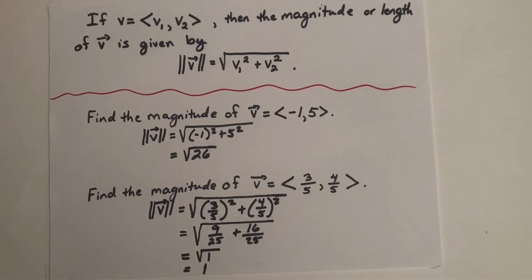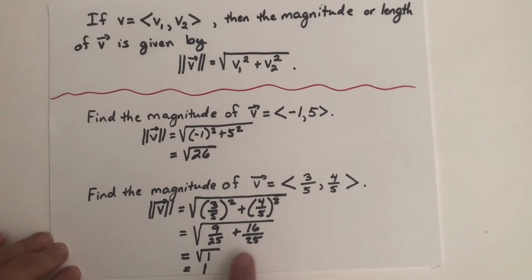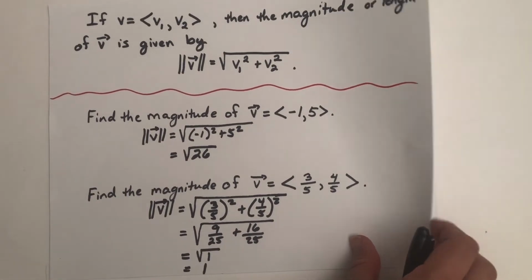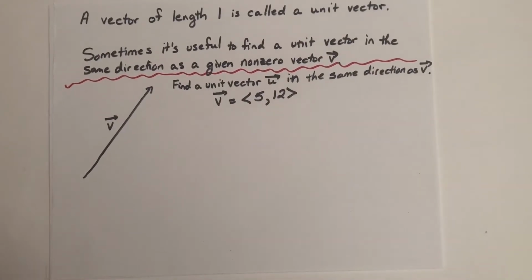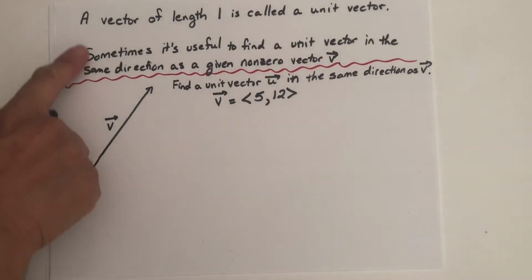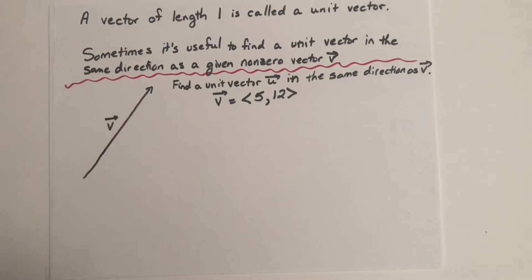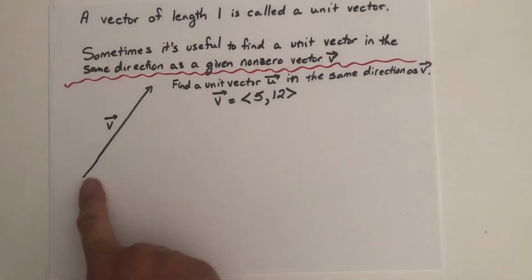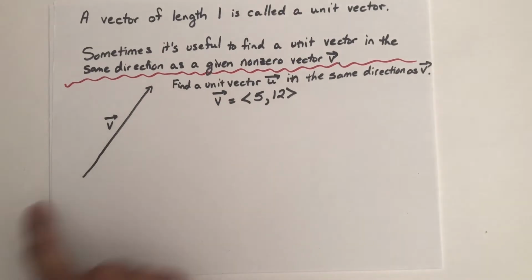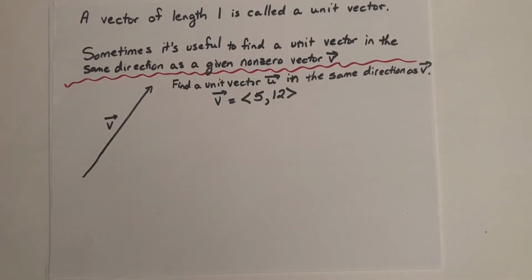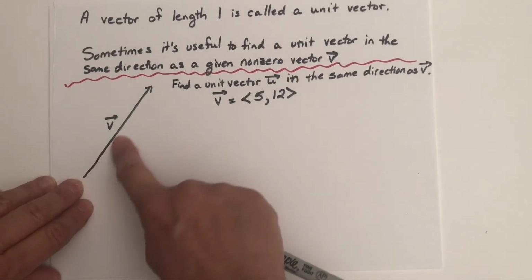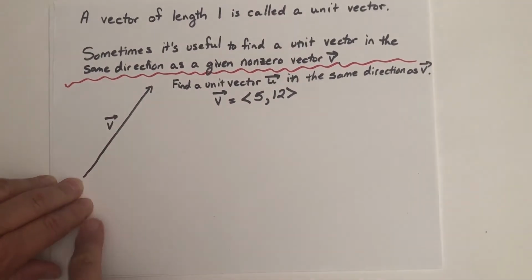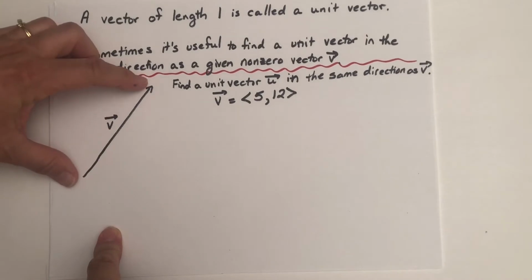We say that a vector whose length is 1 is called a unit vector. And sometimes in applications, it's useful to find unit vectors. So if you're given a particular vector, we're going to do this problem here. I want to find a unit vector. That means a vector of length 1 that is in the same direction as this vector.